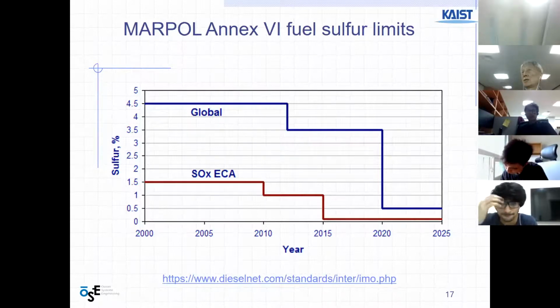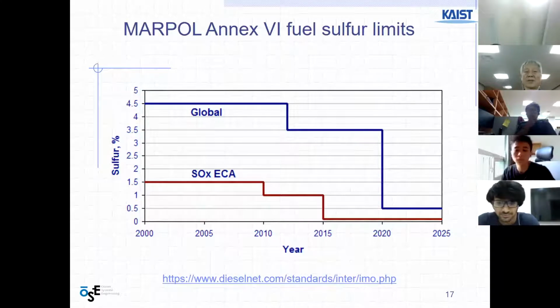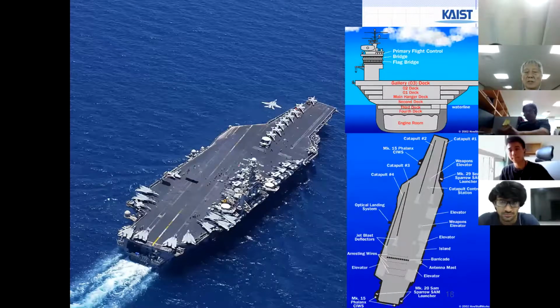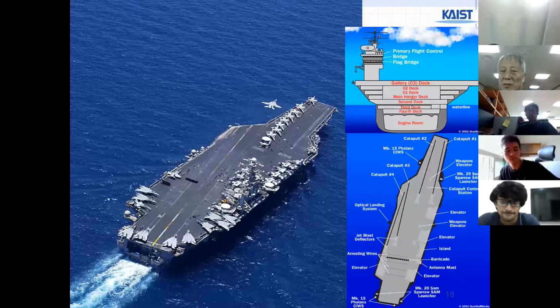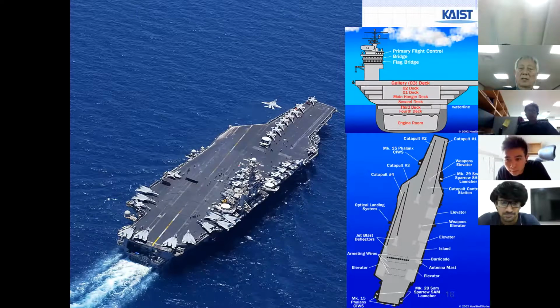You can think about your car, your truck. How can you reduce the sulfur pollution coming out of your car? That is similar. Now this is an aircraft carrier. So there are floors and a hangar deck and something like that. So if you are designing this kind of ship as a designer, what is the environment surrounding this design?